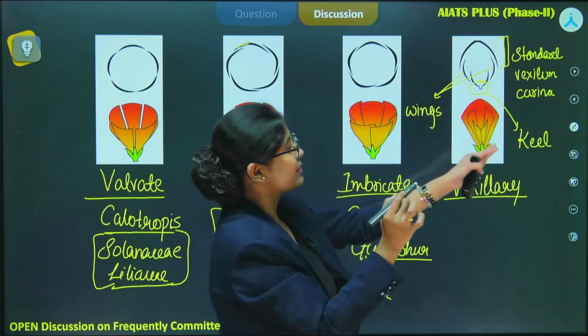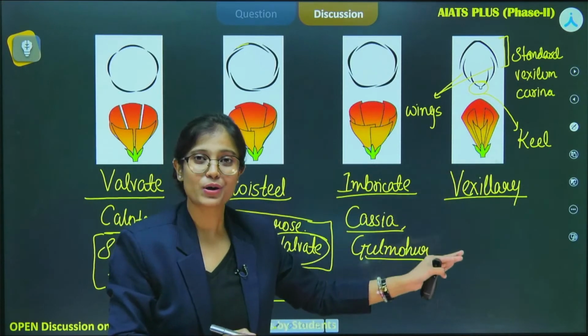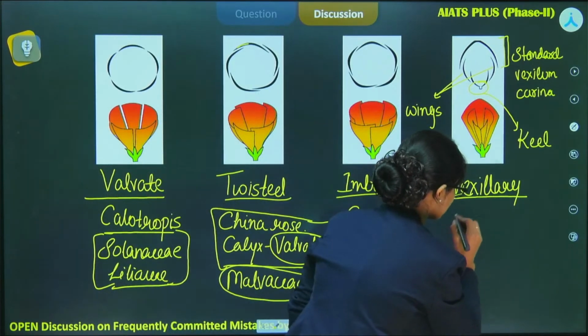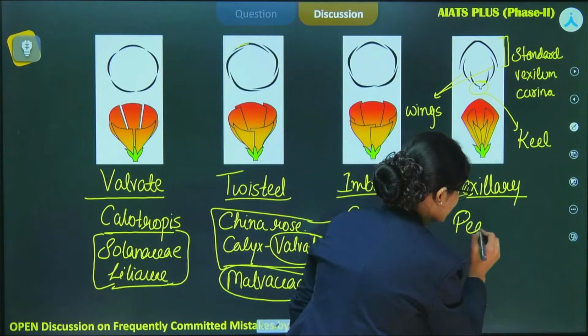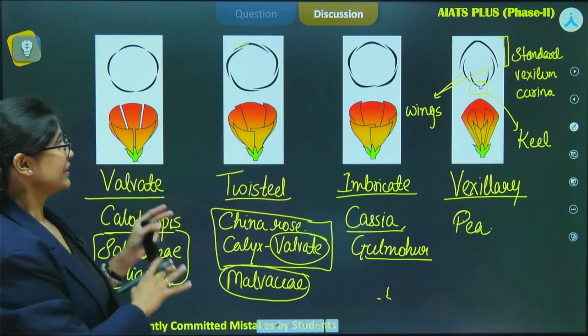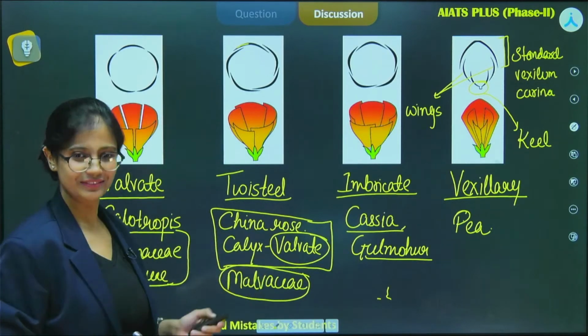Please remember this labeling of the vexillary aestivation, as it is very important from the exam point of view, and it is observed in the members of Fabaceae, for example in pea. So this is how we remember different types of aestivation in a flower.